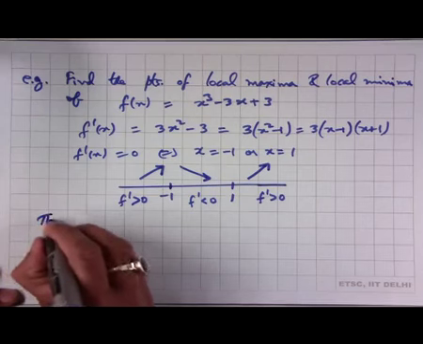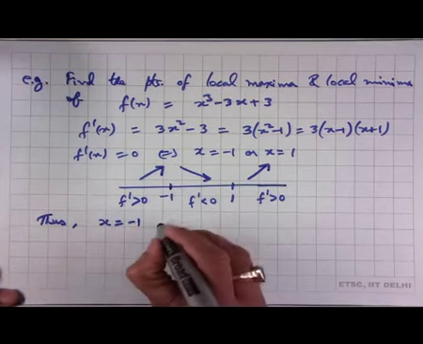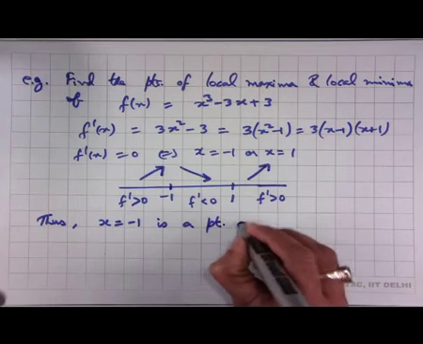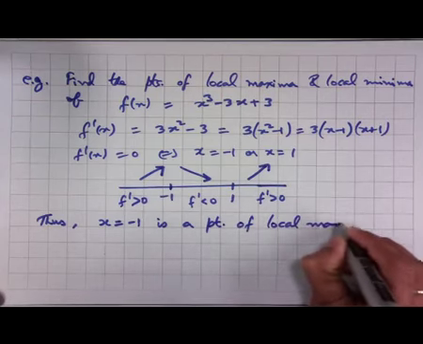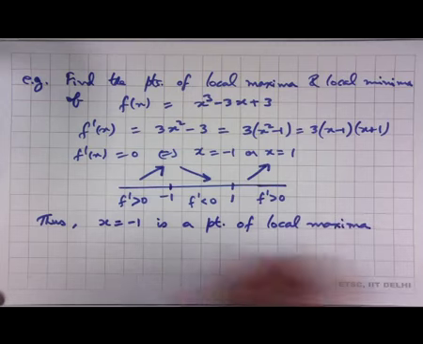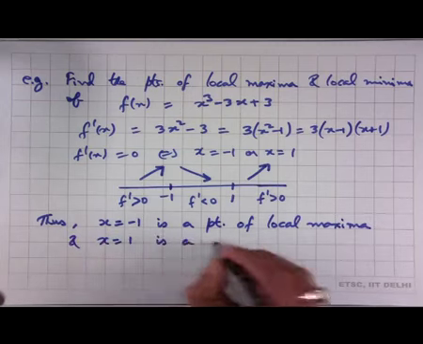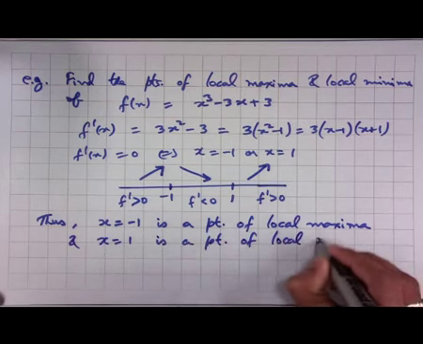Thus, x equal to minus 1 is a point of local maxima, and x equal to 1 is a point of local minima.